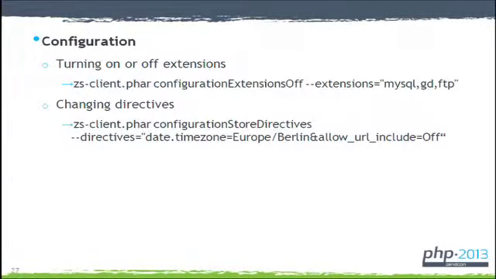Now, with this tool, what you can do is you can change configuration. Just for brevity, I put here two commands. The first one is telling you how we can turn extensions off. So in here, I'm specifying MySQL, GD, and FTP. And this string, I'll show you later on, I'm expecting to be turned after that into an array. So just comma separation for me is enough to get something and to turn it into a normal array.